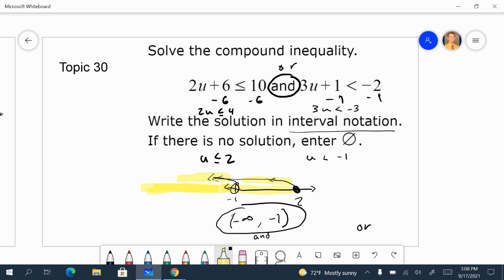So let's just write it out here really quick. If I do negative infinity to 2, and 2 is a closed circle, so I'm going to put a bracket in for that. That is topic 30, and I think I'm actually just going to end the video with that one.